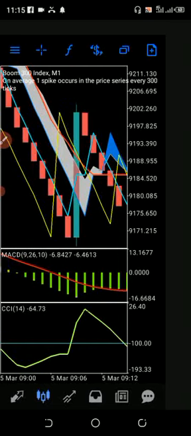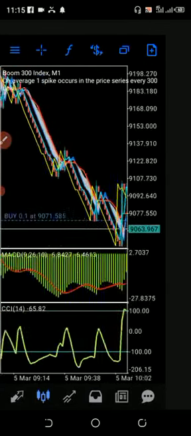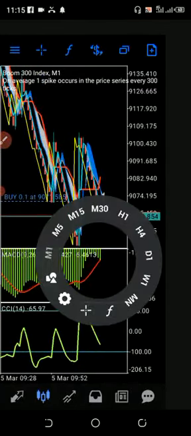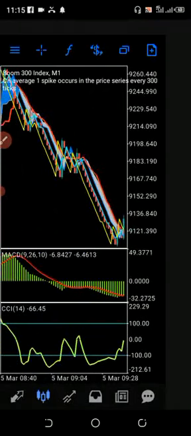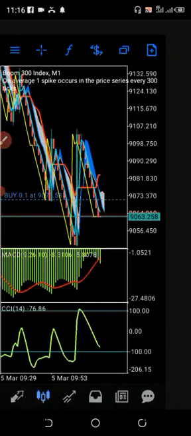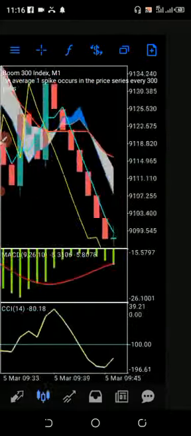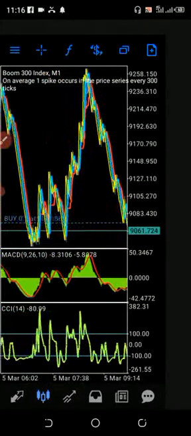Now, how do you know this thing? How do you detect and know that the market is going to be in your favor? For those who want to take a trade, you have 4 things to confirm before you enter a trade. 4 things. Number 1, price action.